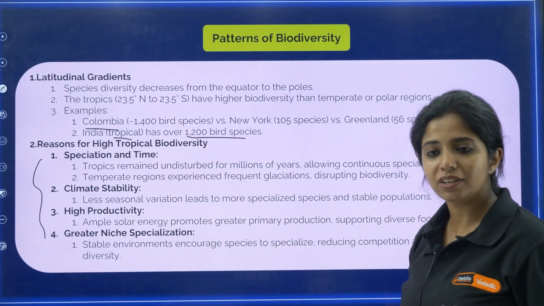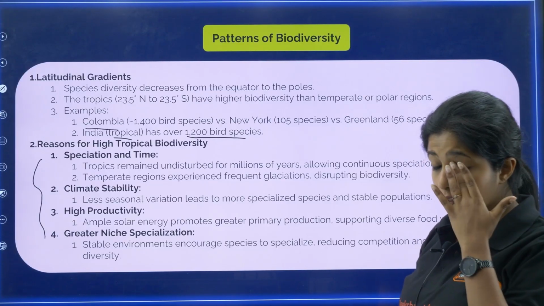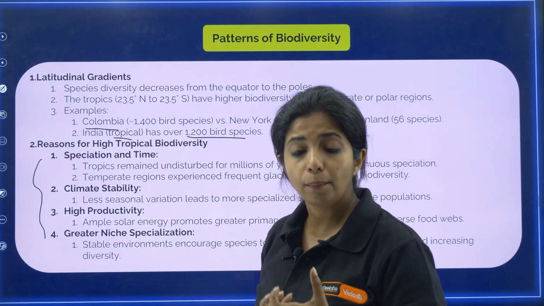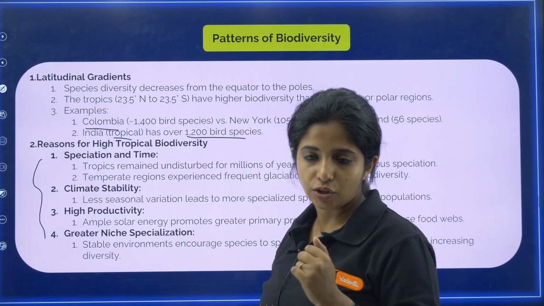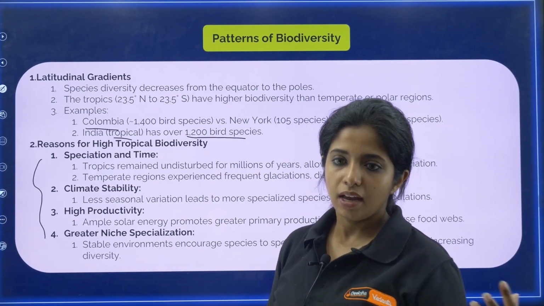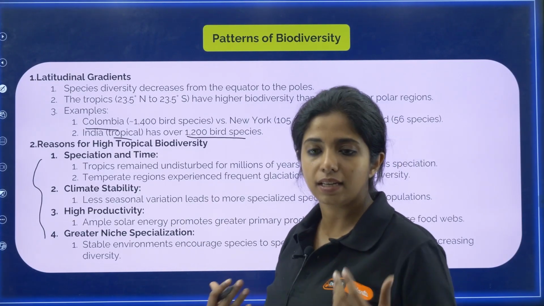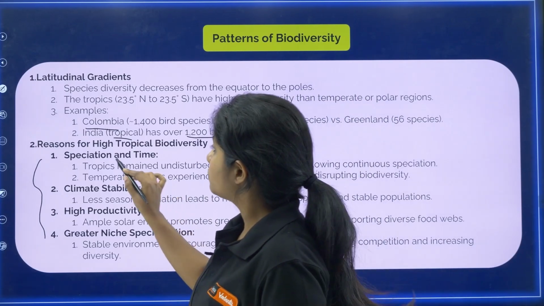So what is the reason for this? Why does the tropical area have more diversity than the temperate areas? Towards the pole you find the temperate areas, and at the equator you find the tropical areas. So why is it so? Because of speciation and time.